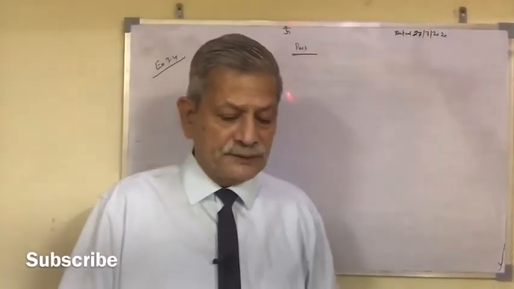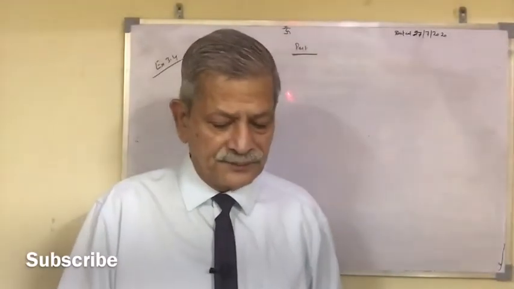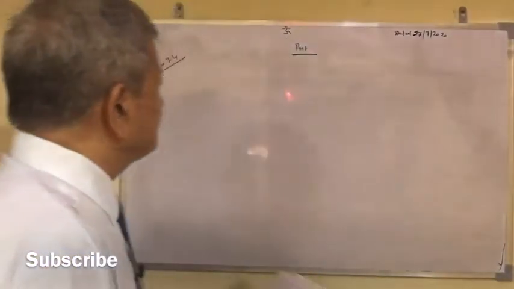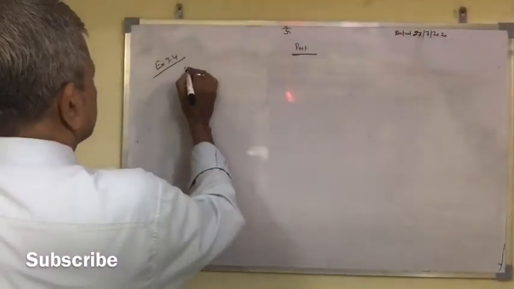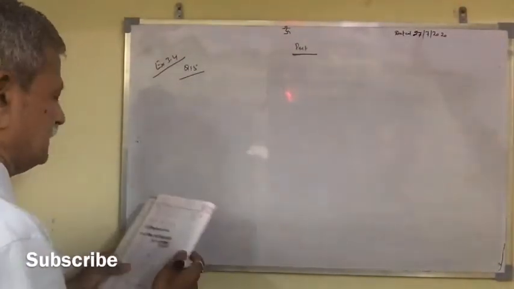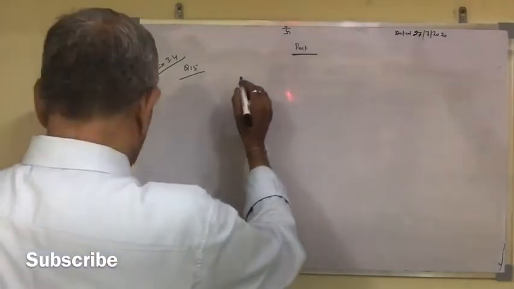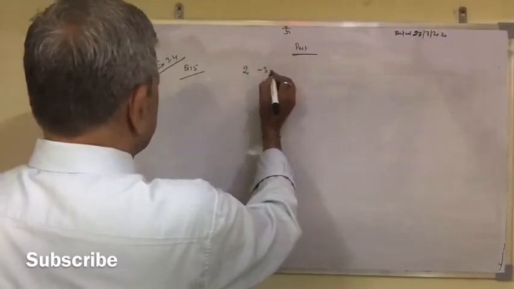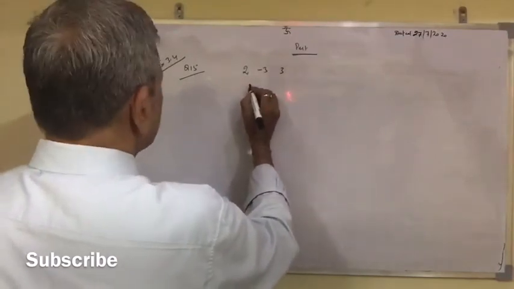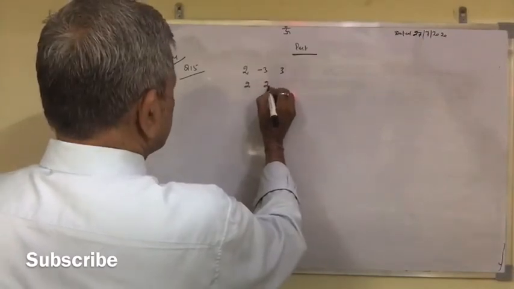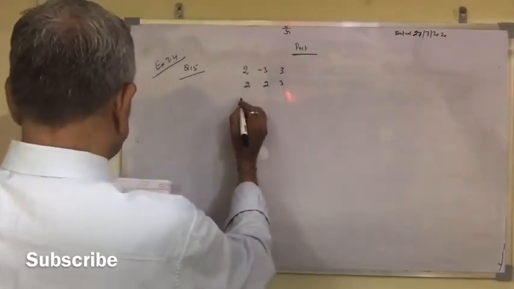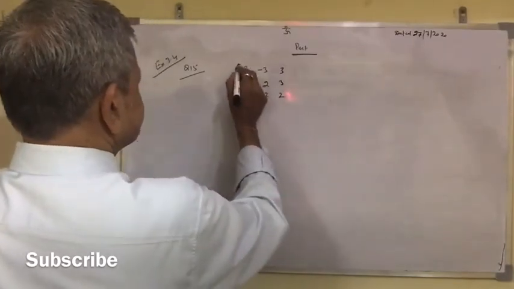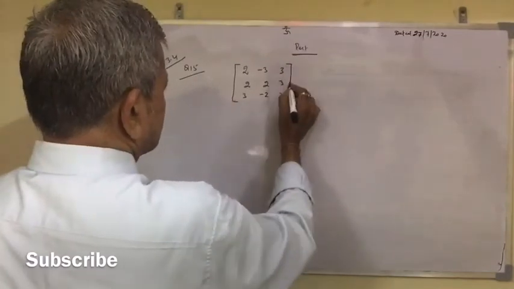Yes. Now we have started question number 15 of the same exercise, that is 3.4. Now this is one more question on row transformations. The matrix is 2 minus 3 3, 2 2 3, 3 minus 2 and 2. This is question number 15.